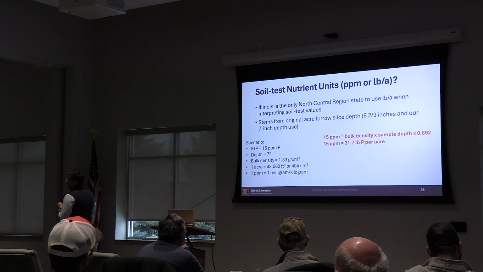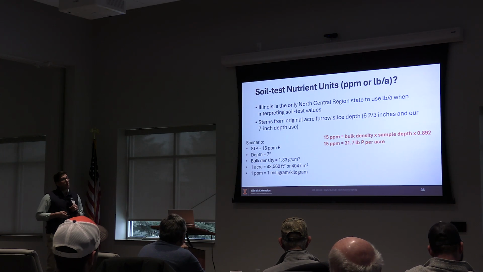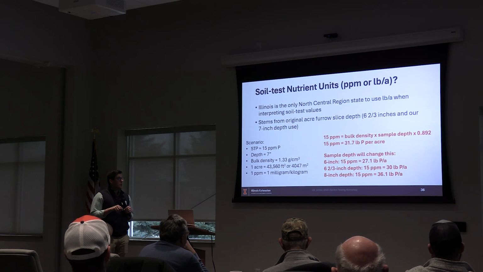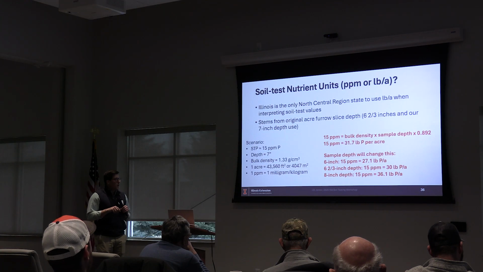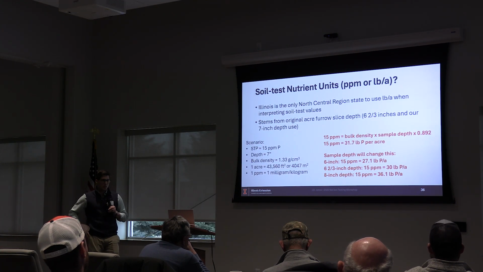The expectation is we just multiply by 2 in most cases, and that's the conversion. Now, in our case, it's not as big of a deal. In other states, it is. If you're dealing with a 6-inch sample, now you actually have 27 pounds of P per acre. 6 2/3 is that exact 2, and with an 8-inch sample you actually have more, 36.1.